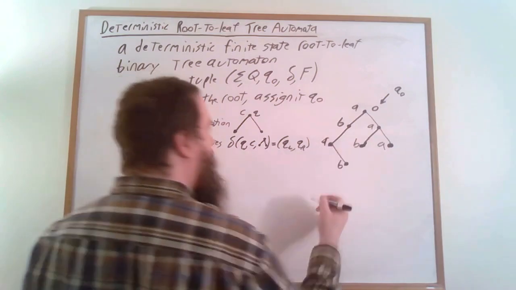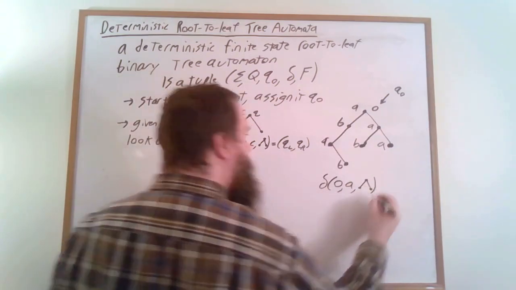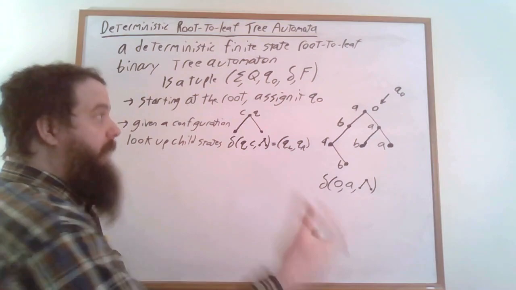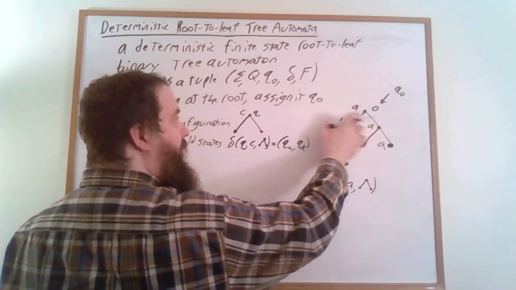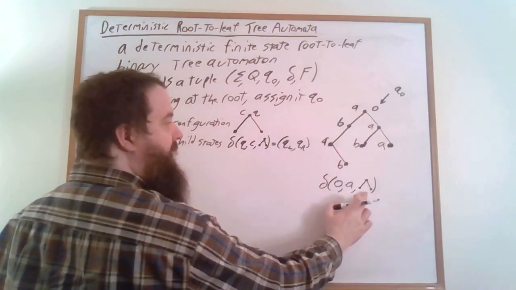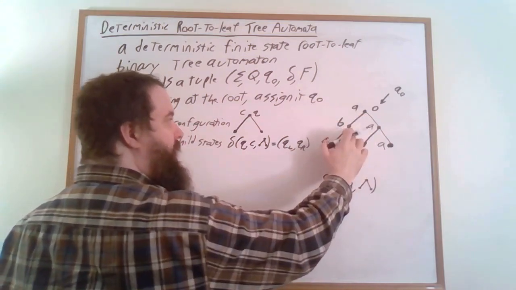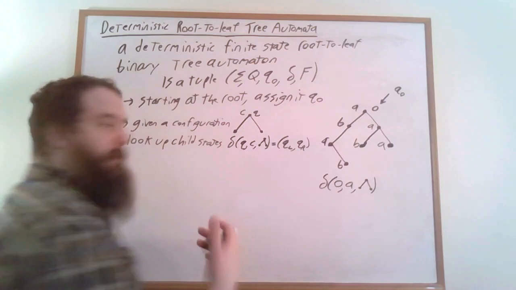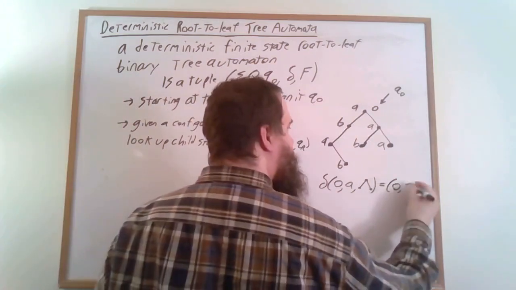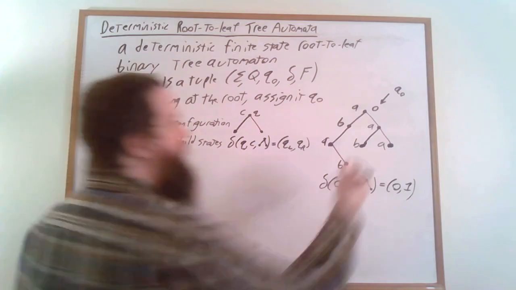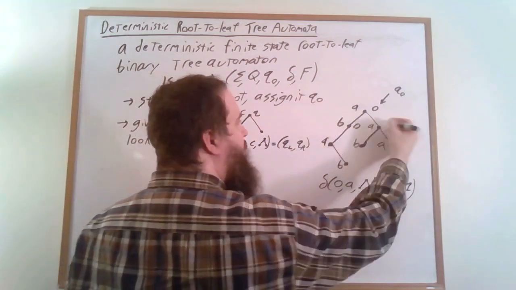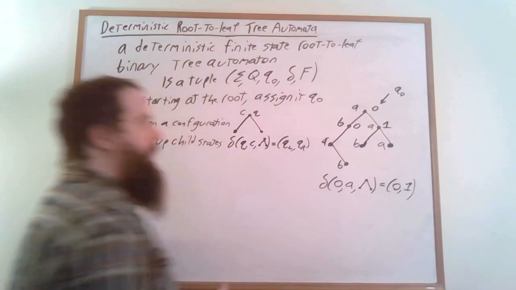So in order to figure out what states to associate to this node here and this node here, we're going to want to look up delta of 0a, because that's the state at the parent node, and the character at the parent node, and then this symbol here to indicate that there's both a left and right child that we need to know the states for. Let's say that this gives us 0, 1. So we're going to associate a 0 to the left child and a 1 to the right child.